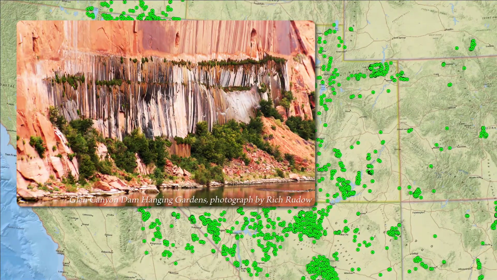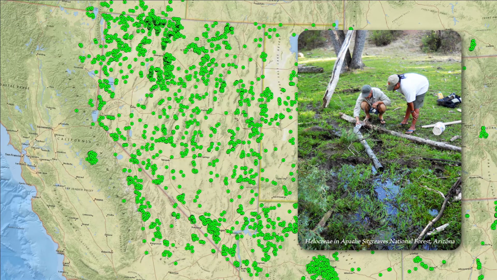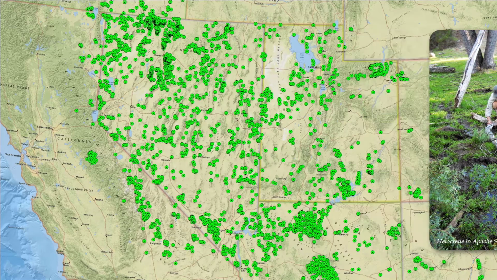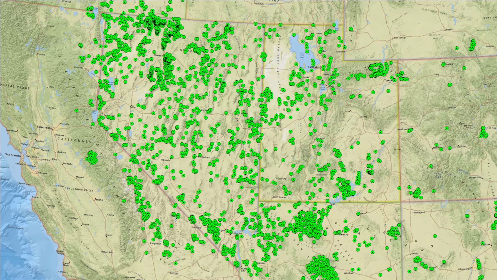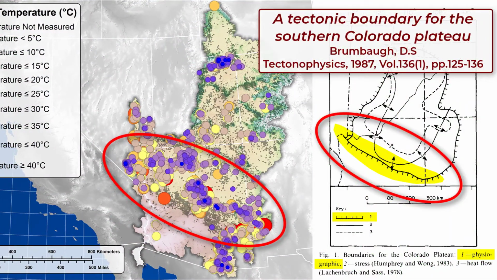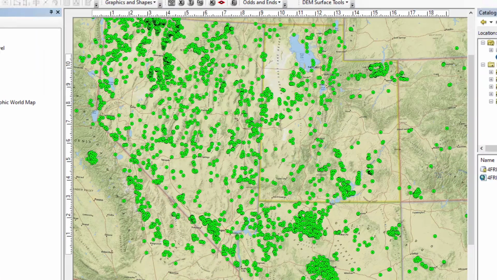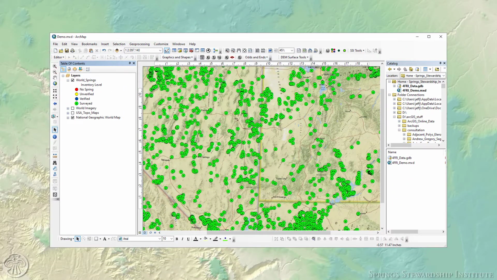We find that hanging garden springs are found more often in low elevations, while helicrines, which are basically wet meadows, are much more common at higher elevations. We find that both pH and specific conductance decrease with elevation. We find a strong spatial correlation between hot springs and tectonic boundaries. So the spatial characteristics of the Springs Online Geodatabase really open up a lot of opportunities for complex spatial analysis.